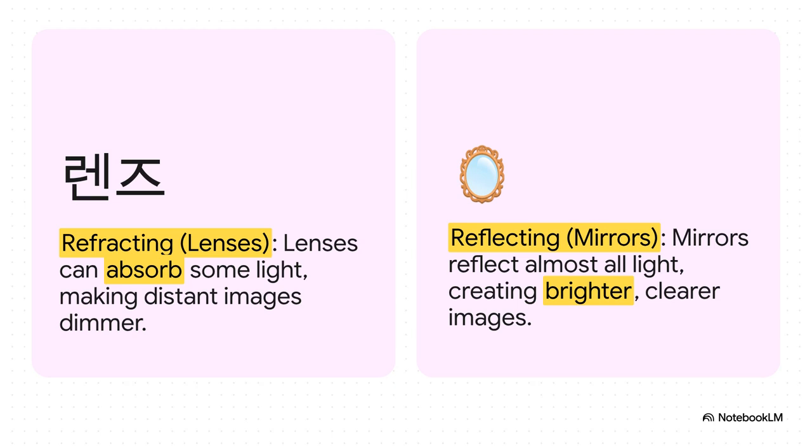So you might be wondering, why use a mirror instead of a lens? Well, get this. A really big, thick glass lens can actually absorb some of that precious, faint starlight as it passes through, which makes the final image dimmer. But a mirror bounces almost 100% of the light that hits it. That's why the most powerful telescopes in the world are reflecting telescopes. They use gigantic mirrors to give us those stunningly bright, clear pictures of space.